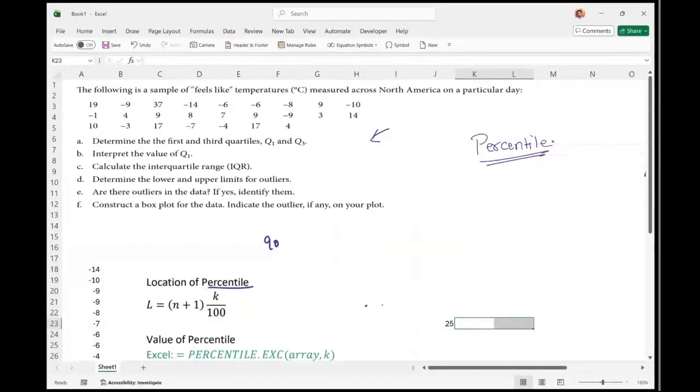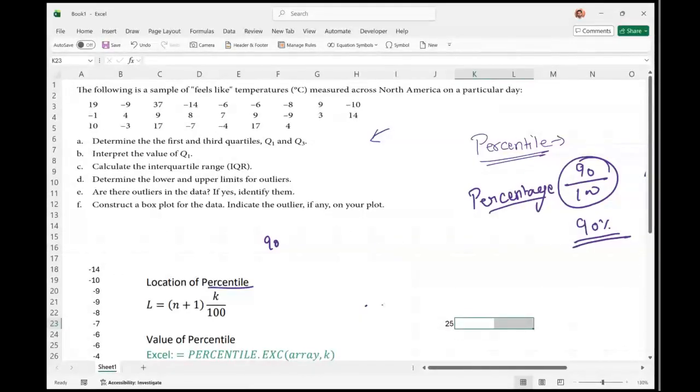First of all, by now we were talking about one word, that is percentage. If I take an example here, if you score, let's say, 90 marks out of 100, what is your percentage? Your percentage will be 90%. Now, the question arises, what is your percentile?